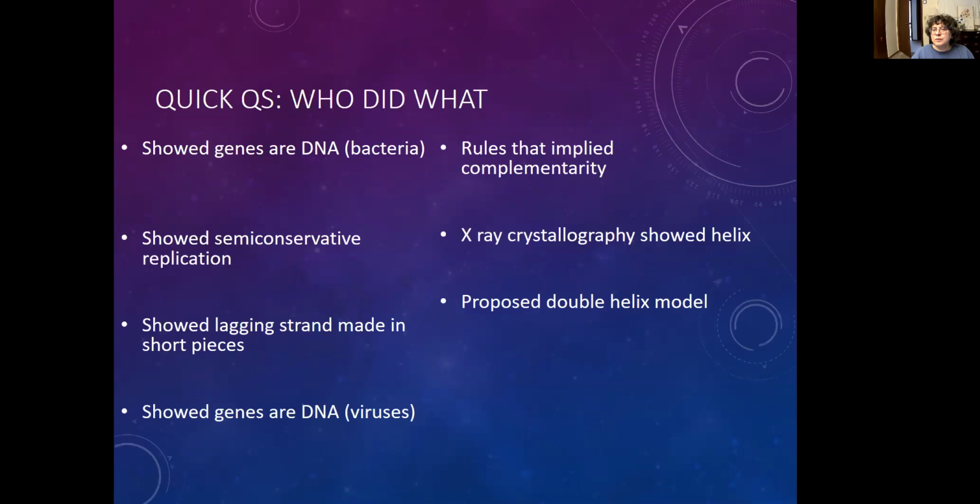Okay, so let's just do a few quick questions before we get to that point. I said you need to know some of the guys in that previous segment and who did what. So let's just check and see if you recall some of this. The first question is, who are the guys who showed that genes are made of DNA in bacteria? There's 3 of them. That was Avery, McLeod, and McCarty.